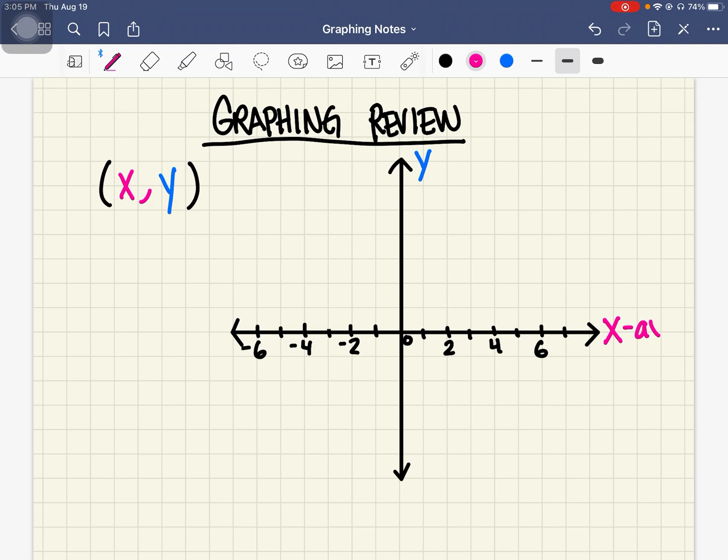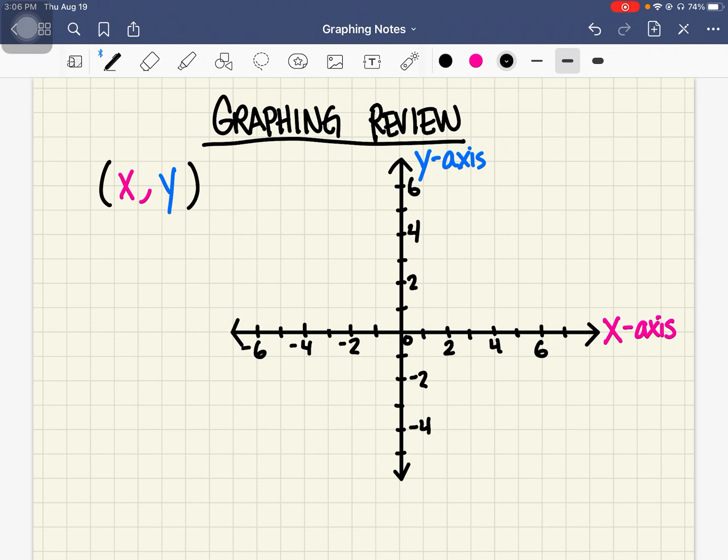And my vertical number line is my y-axis, which starts at 0, and then going up, they're positive numbers. So going up is positive. There's 1, 2, 3, 4, 5, 6. And going down, those are negative numbers. So -1, -2, -3, -4, -5.